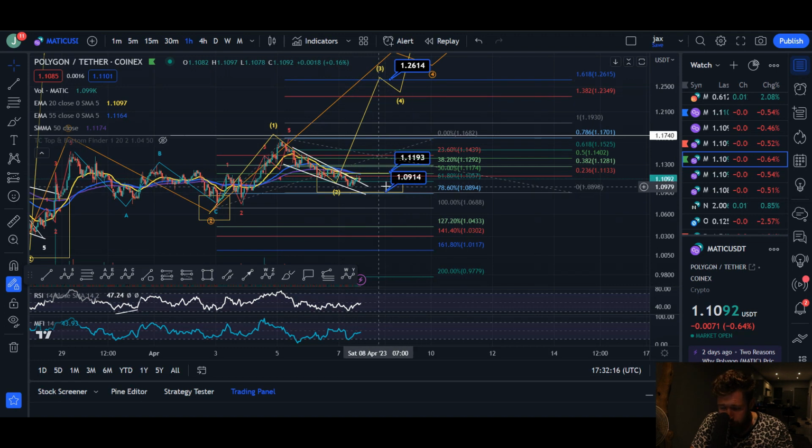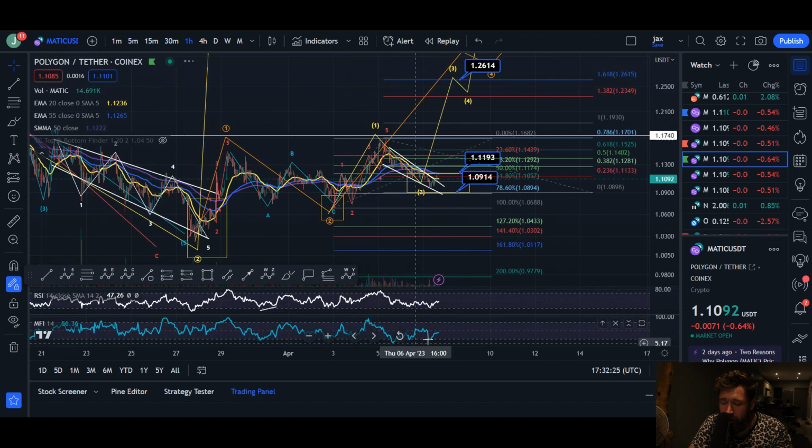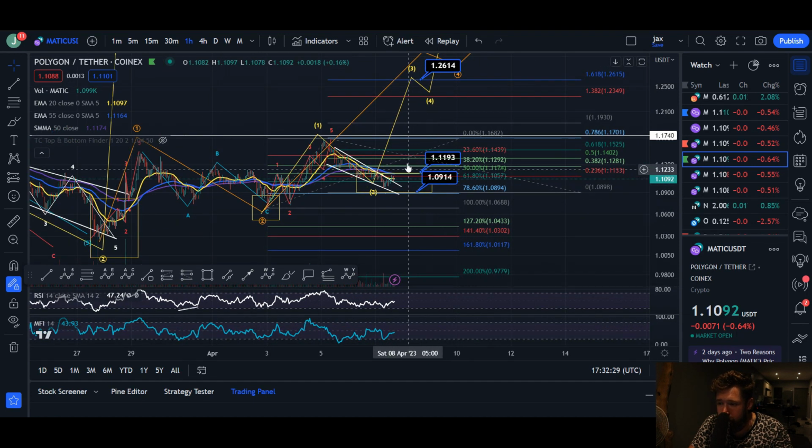If we were to bounce off, if we did come down to $1.09, it would give you a target of $1.26, which is the 1.618. We do have money flowing back in on the hourly, which is obviously a positive sign with the bullish divergence. So we'll see if we see continuation.